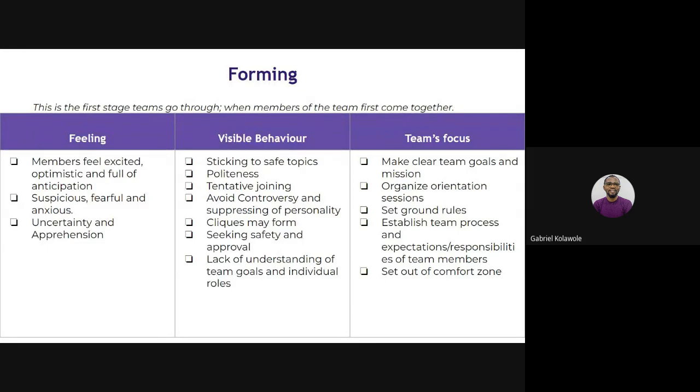Mr. Anwo, at this point, the forming stage, the feeling members of the team have is, oh yeah, there's that excitement that we're about to start something new. You get optimistic. Yeah, we can deliver now. It's something that we can do, full of anticipation. Yeah, let's see what happens next.